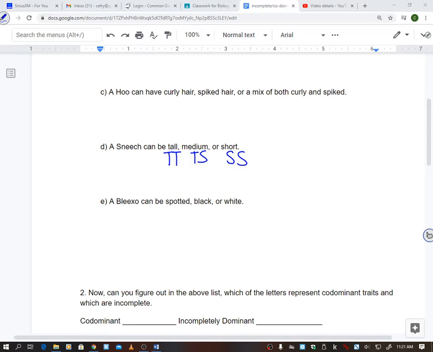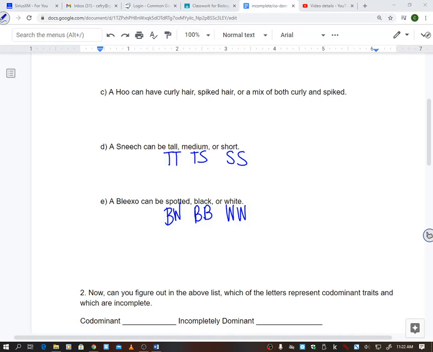All right, oblique so can be spotted, black, or white. So my mixture, my in-between is spotted, right? You see a spotted cow? It's because they have both of these. So I'm going to use a B for black, a W for white, and if it's black and white spotted, then it's going to be BW. It's got the gene for black and the gene for white.